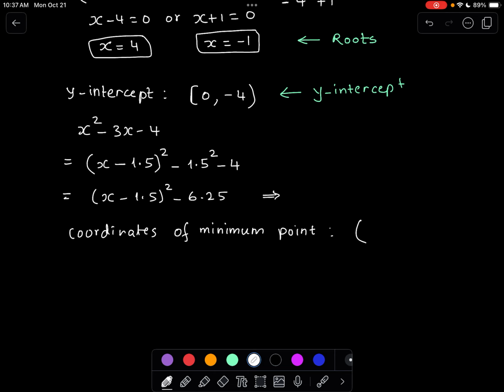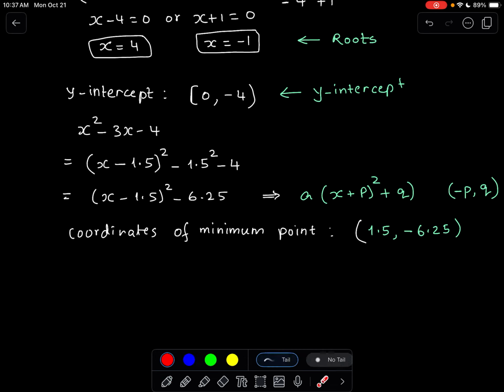So if I compare this with a(x plus p) bracket square plus q, the coordinates of minimum or maximum are minus p comma q. So in our case, it's going to be minus of minus 1.5, which is 1.5, and q is going to be minus 6.25. Now that I have all the things that I need, the roots over here, the y-intercept, and the coordinates of the minimum point, I can go ahead and sketch my graph.